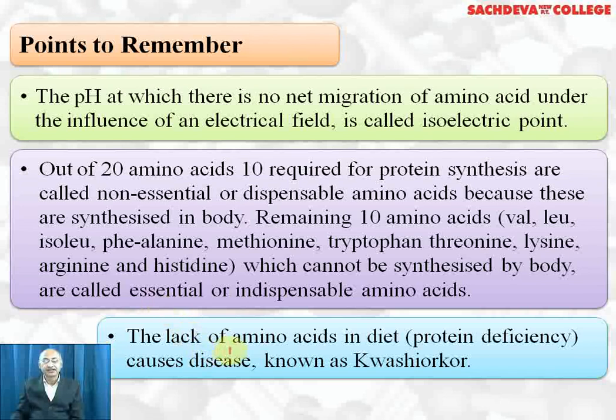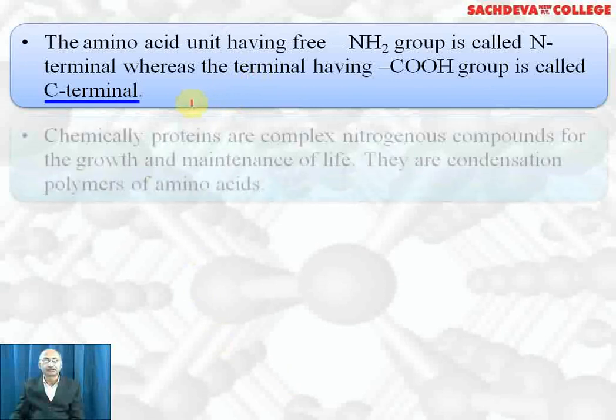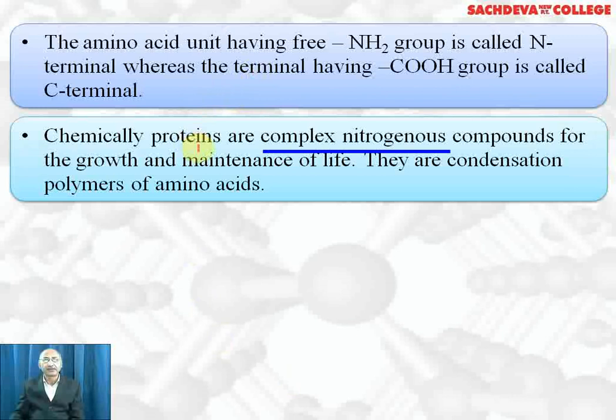The lack of amino acids in the diet, protein deficiency, causes a disease known as kwashiorkor. The amino acid unit having the free amino group is called the N-terminal, whereas the carboxylic acid group end is called the C-terminal. Chemically, proteins are complex nitrogenous compounds. For growth and maintenance of life, they are condensation polymers of amino acids, and proteins on hydrolysis will produce amino acids.